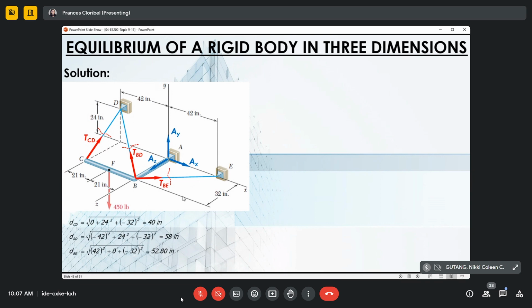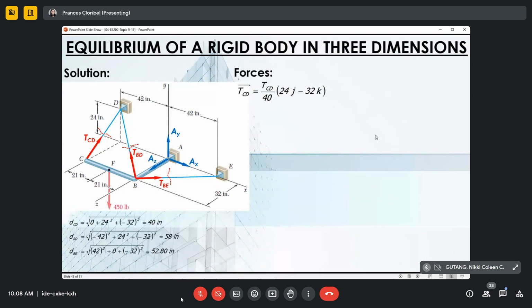Next, our forces involved in our body are 1, 2, 3, 4, 5. Okay? 5 in total. Do not forget the applied forces and the weight. Okay? Do not forget to include them in our forces, otherwise we cannot get the answer. So, tension CD. Okay?